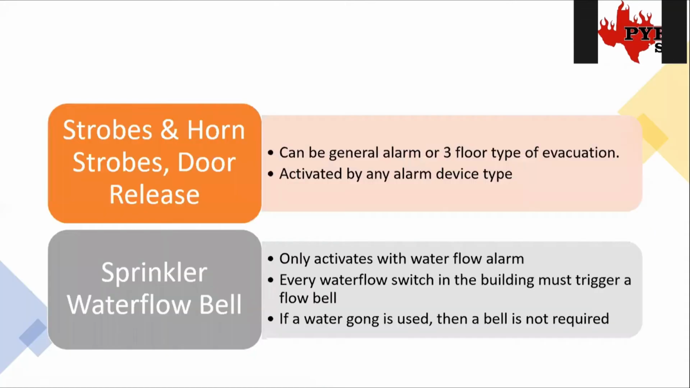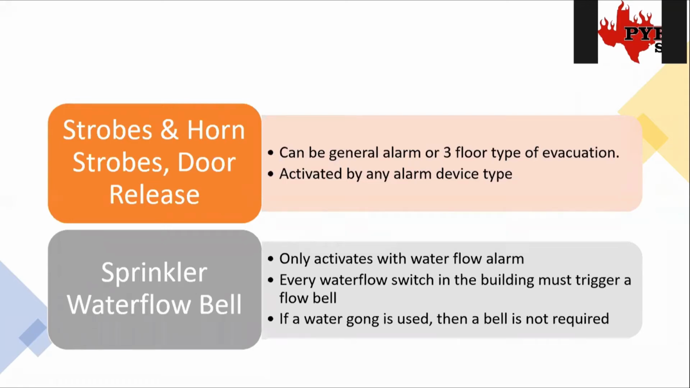So the first thing we'll talk about is strobes and horn strobes. I also group door release with this because they're both activated at the same time. So the first point there I have, they can be general alarm or 3-floor type of evacuation. Again, just depending on what type of building it's in. If it's a high rise, you're going to see that 3-floor. That applies to the door release as well.